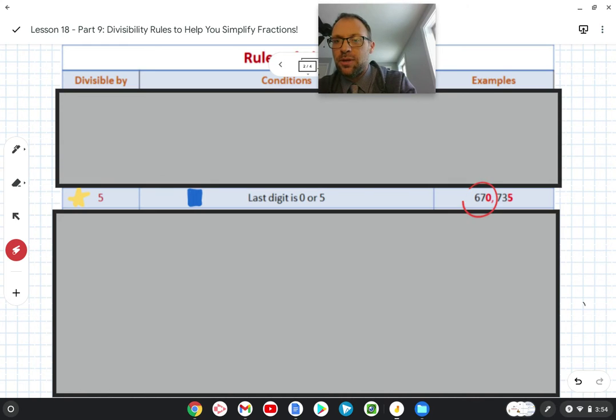So check it out. Example number 1, 670. Look at that. The last digit is 0. So the entire number, 670, is divisible by 5. And another example here, 735. The last digit is 5. So the entire number, 735, is divisible by 5. How about that? We can look at the last digit as another divisibility rule. Check this out.